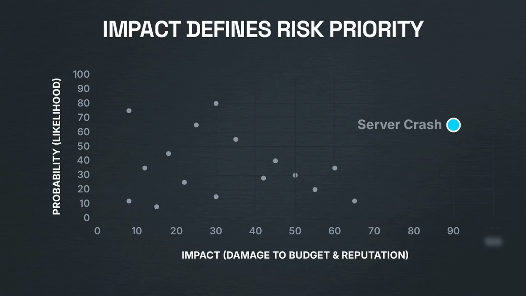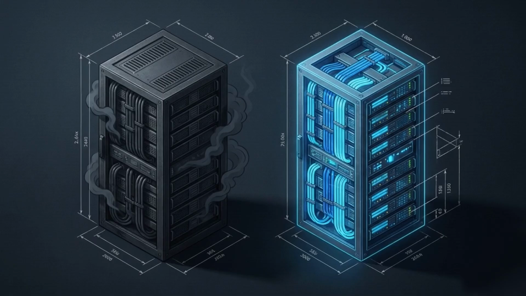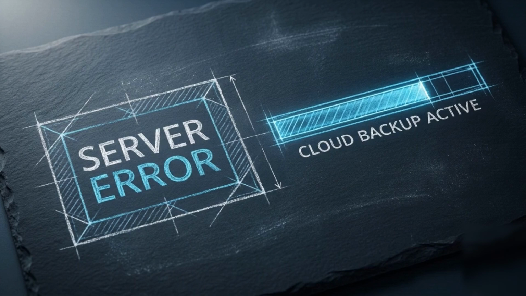Think about a catastrophic server crash. The chance is moderate, but the reputation damage is massive. That risk plots directly into the top right corner, the high priority zone. For those high priority risks, we build specific backup plans, like purchasing secondary cloud servers. We call this risk mitigation. We aren't eliminating the risk, but we are reducing the damage it can do.